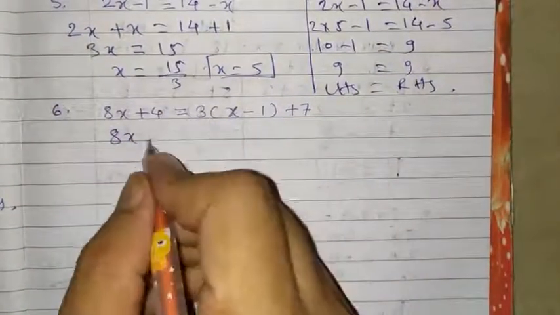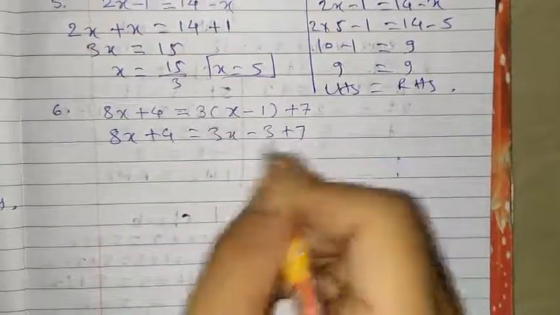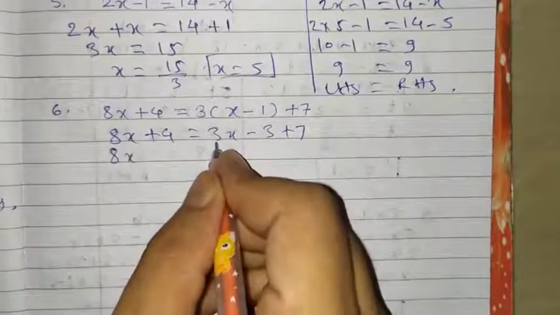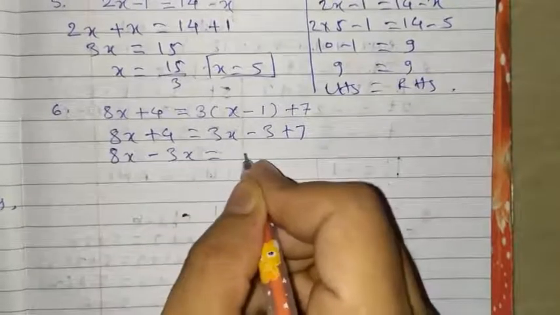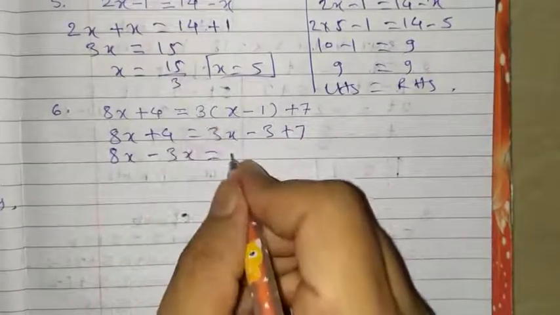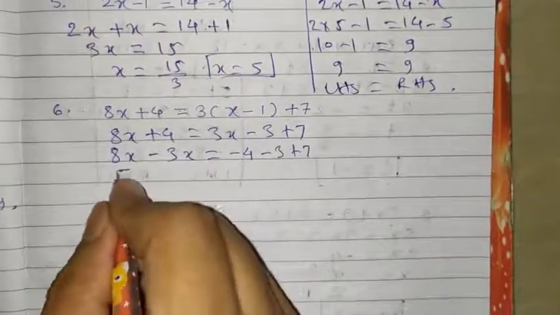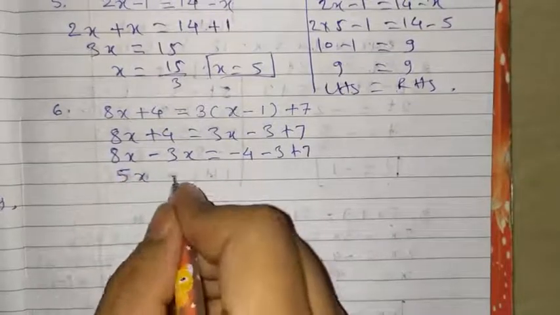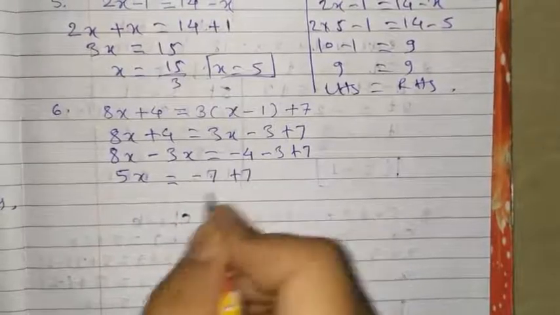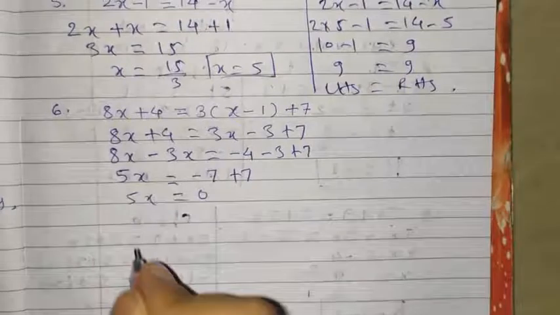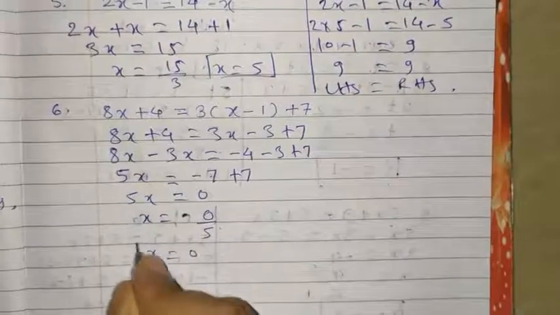8x plus 4. So here you have to do multiplication. 3x minus 3 plus 7. 8x, this 3x we are shifting in this side. So it is minus 3x equal to this 4 we are shifting into other side. So it is minus 4 minus 3 plus 7. 8 minus 3x is 5x, equal to here minus 4 minus 3, it is minus 7 plus 7. So it is 0. So it means x equal to 0 by 5. So x is finally 0.